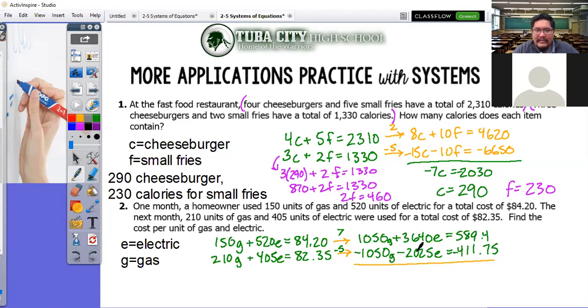All right, so I'm going to go ahead and take this number, so 3640 minus 2025, and I get 1615. And then I'm going to have to do the same for the other side, so let's go ahead and do this one. So it looks like I have $589.40 minus $411.75. And that gives me a cost of $177.65.